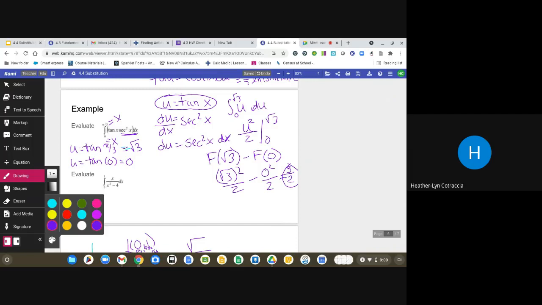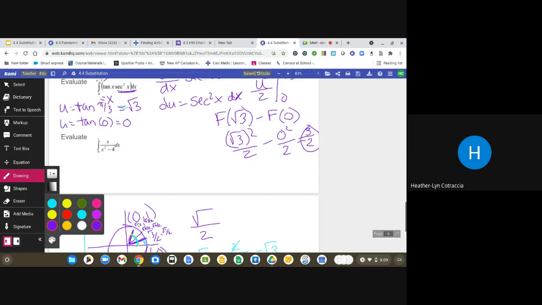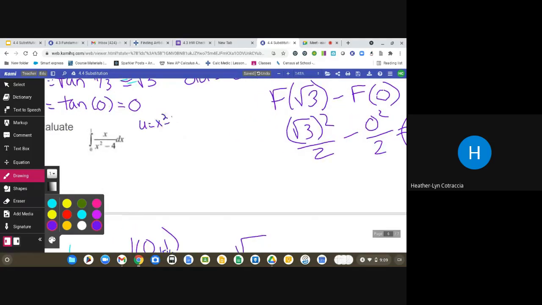Okay, one last one to try. Same thing as before. Look for your u first. So my u will probably be x squared minus 4. So du will be equal to 2x. Move everything around. So we're going to have 1/2 du is equal to x dx.